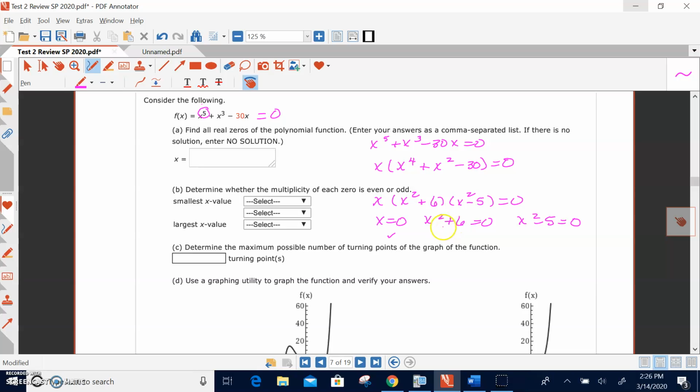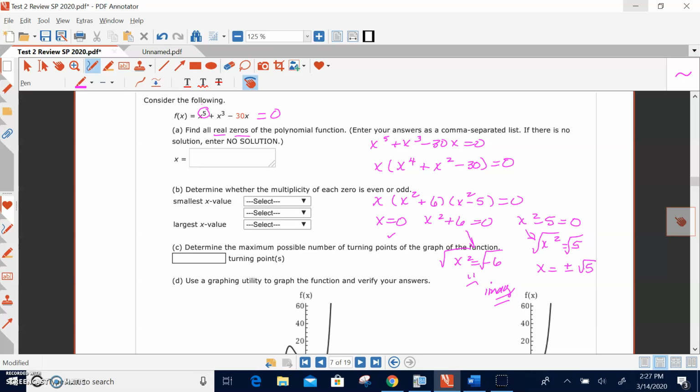Let's finish solving these. Let's take the 6 over and solve this for x. So I'll have x squared equal negative 6. Square rooting both sides, I have an issue. Those are not real numbers. That will end up being imaginary, and we don't want the imaginary ones because we're asked for the real zeros. So that one's out, so let's work on this one. Let's take the 5 over and square root both sides. Don't forget the plus or minus, and I'm okay here because it's a positive square root of 5.